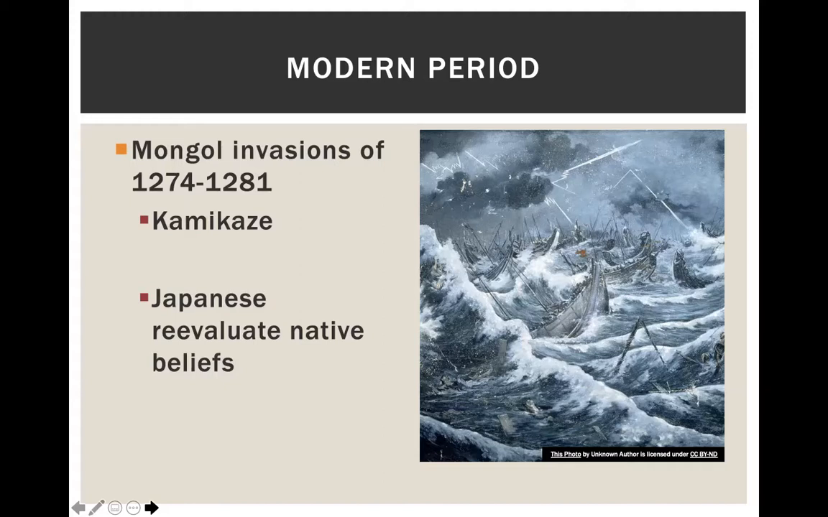So moving into the modern period, there's a real shift that takes place. The medieval period is marked by this integration of Confucianism, Buddhism, and Shinto. In the modern period, something very different happens. And maybe we could trace it back to the Mongol invasions from the years 1274 to 1281.